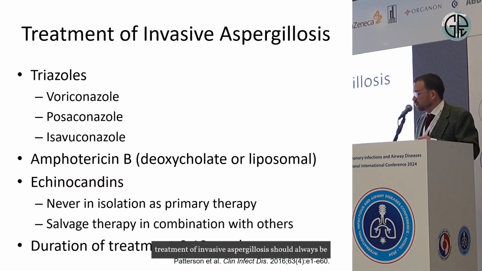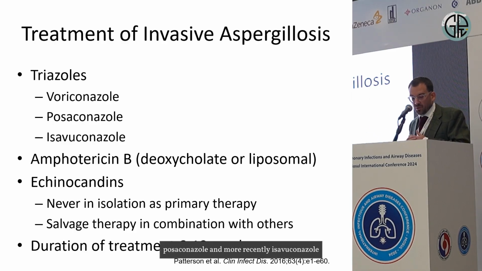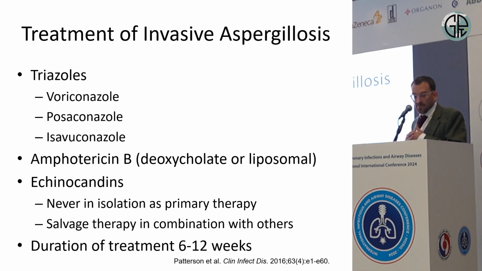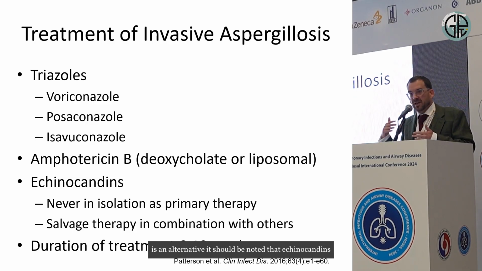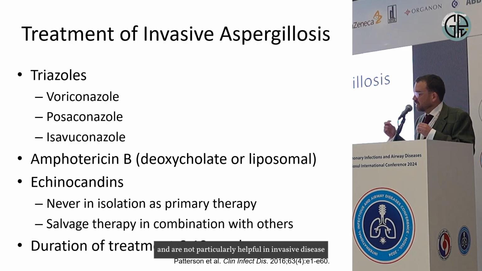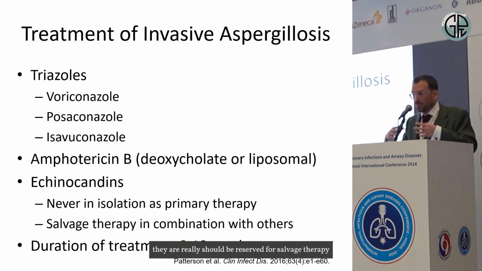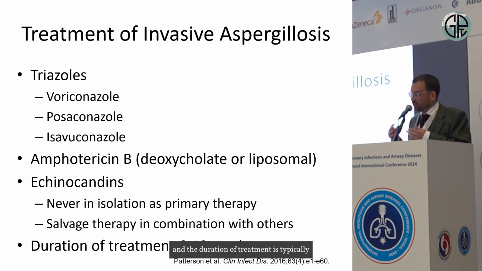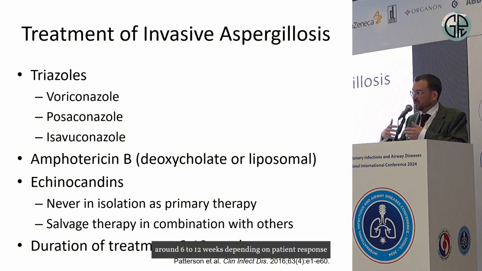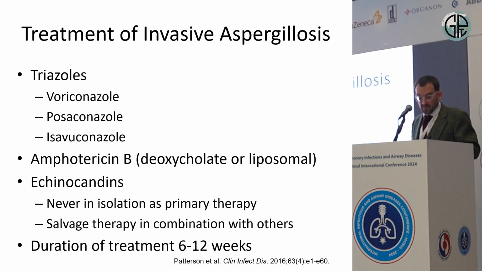Treatment of invasive aspergillosis should always be triazoles wherever you can, so voriconazole, posaconazole, and more recently isavuconazole, although amphotericin B is an alternative. It should be noted that echinocandins, although sometimes used, particularly by non-specialists, are not particularly helpful in invasive disease. While they're useful in chronic pulmonary aspergillosis, in invasive disease, they should be reserved for salvage therapy in combination with other agents. And the duration of treatment is typically around 6 to 12 weeks, depending on clinical response and radiological response.